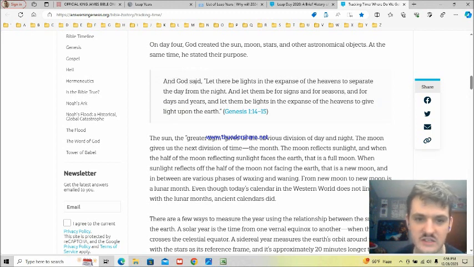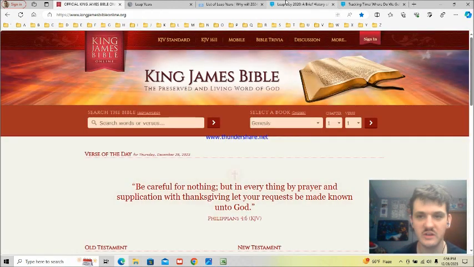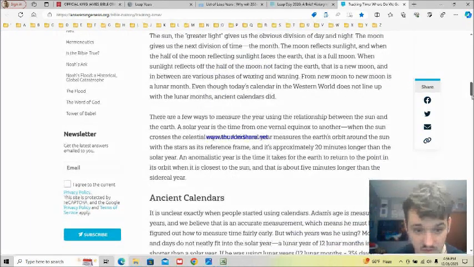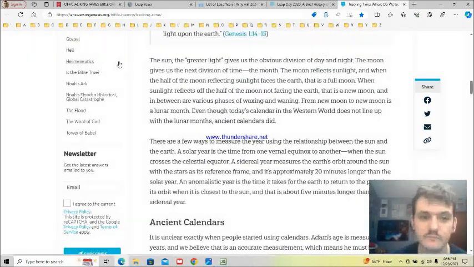It says, and God said, let there be lights in the expanse of the heavens to separate the day from the night, and let them be signs for seasons and for days and years, and let them be lights in the expanse of the heavens to give light upon the earth. Even though I'm King James only, that's why I have the official King James Bible right here. But it's in Genesis, it's not King James only. That's why they put that there, that's why they have it in a modern Bible version.